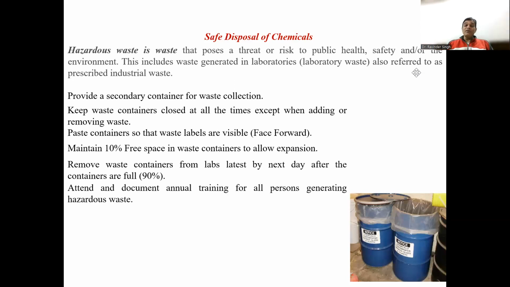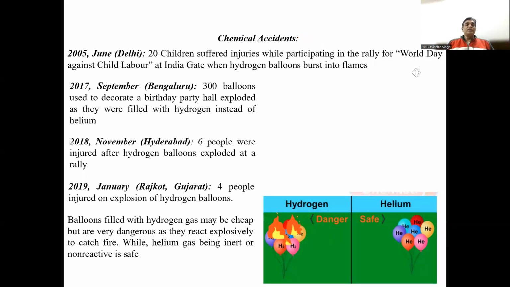Attend and document the annual training for all persons generating hazardous waste. A particular training is necessary for all the faculty persons of chemistry, and for all faculty persons of the whole institution, from time to time, who are generating hazardous waste. That training must also be given to persons who are not generating hazardous waste, because everyone must be aware of the safe disposal of chemicals. Conduct and maintain a weekly inspection of the hazardous waste collection area.